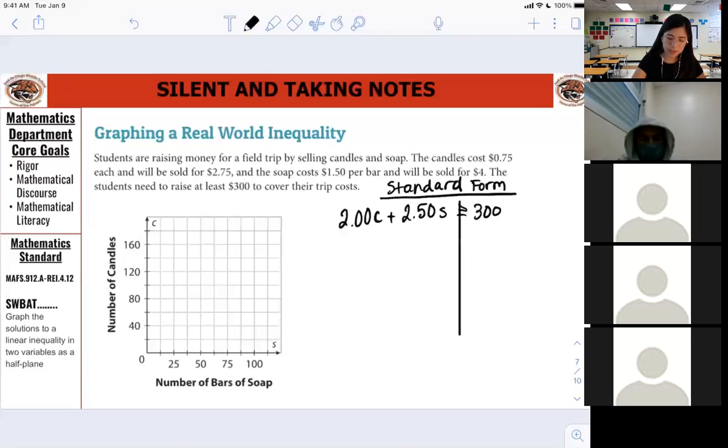So let's do that. This is what we did the other day. If you weren't here or if you missed that class, make sure we're writing this down because this is definitely going to come up on a test. The first thing I'm going to do, just to make our lives a little bit easier, is simplify this. So instead of 2.00, I'm just writing 2. Instead of 2.50, I'm just writing 2.5.